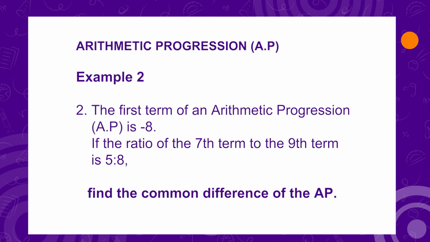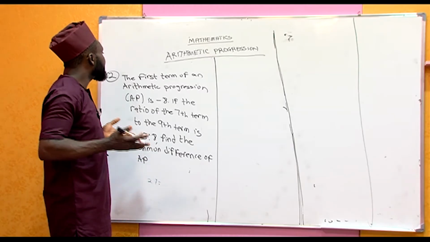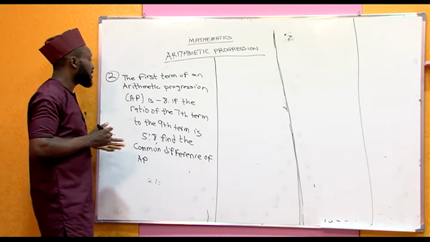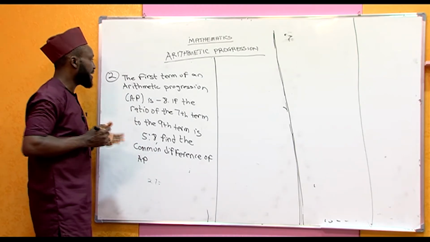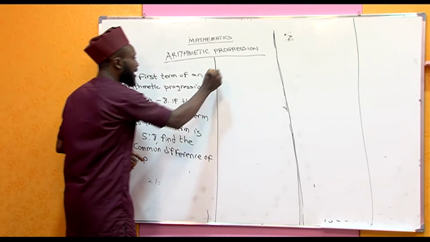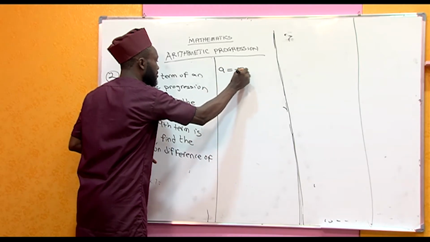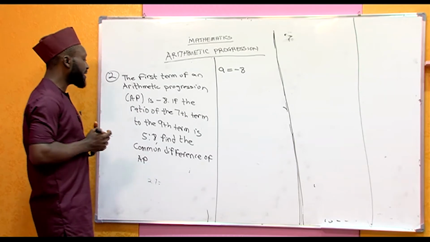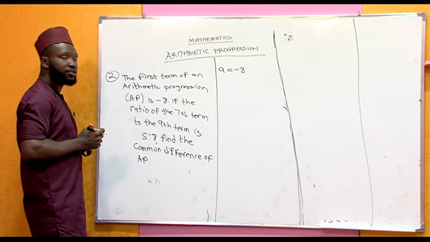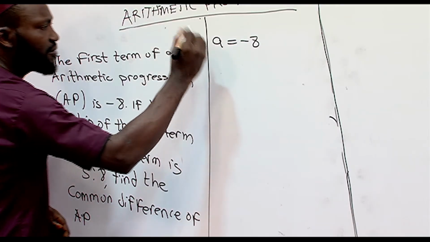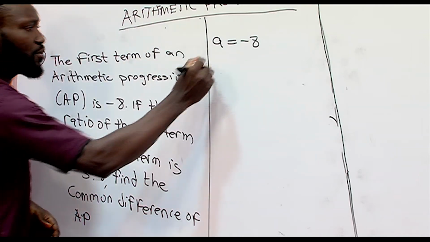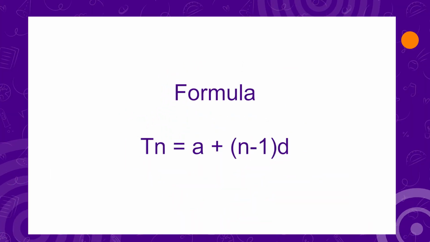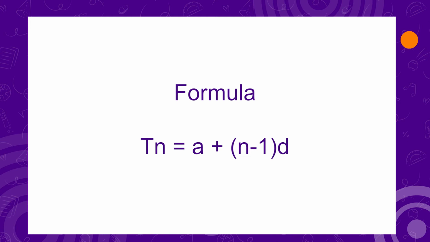Now, the second question: we are asked that the first term of an arithmetic progression is minus 8. First term means our A is equal to minus 8. Now, if the ratio of the 7th term to the 9th term is 5:8, my general formula for the nth term is Tn equals A plus, open bracket, n minus 1, close the bracket, multiplied by D.